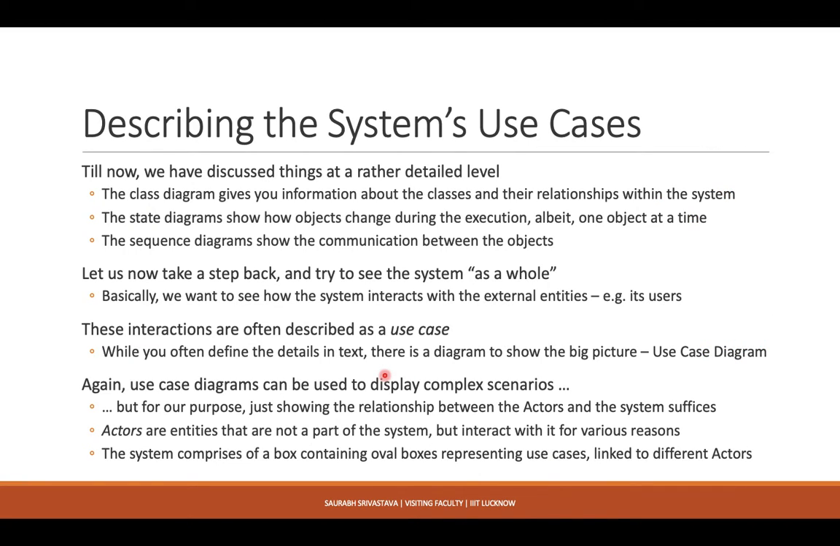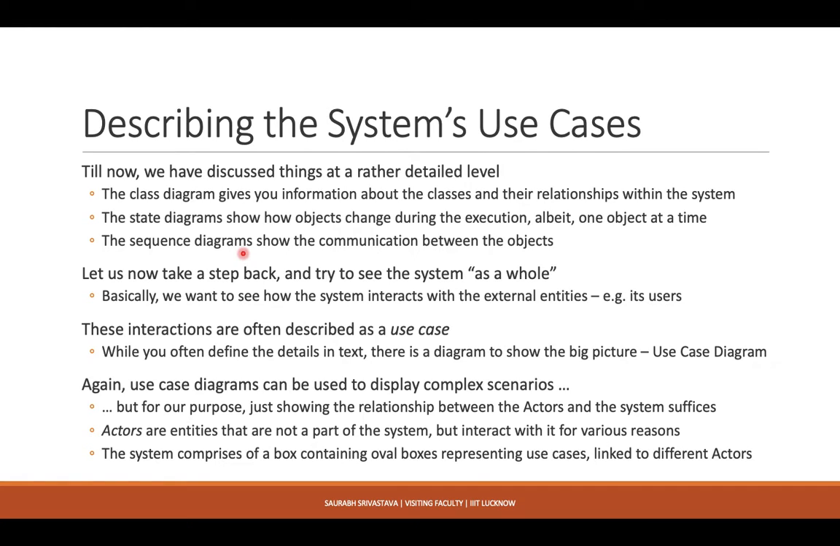One more aspect that we have not yet covered, but it's fairly simple, fairly straightforward, is still worth having knowledge about. So till now we've discussed stuff at a very detailed level, right? The class diagrams basically provide you a structure of the overall system. The state diagrams talk about the transitions of the states within the same object, and sequence diagrams are a way to show interactions between different objects.